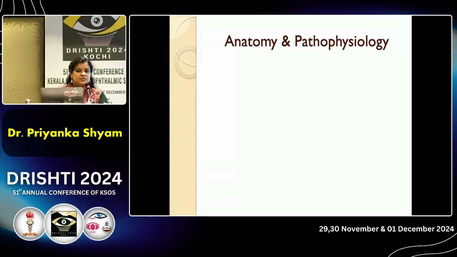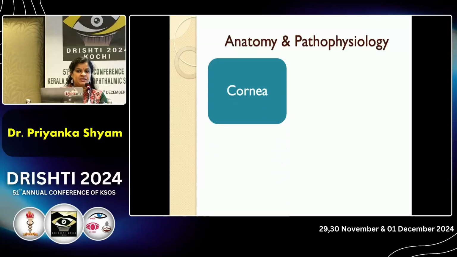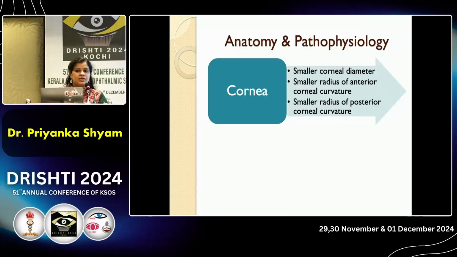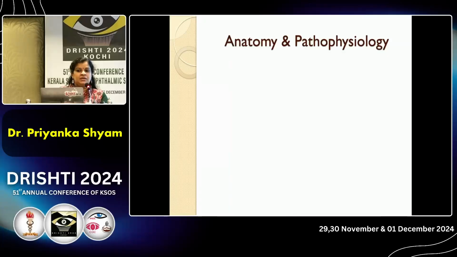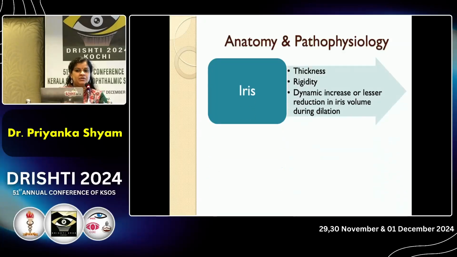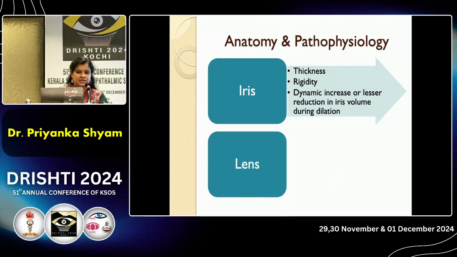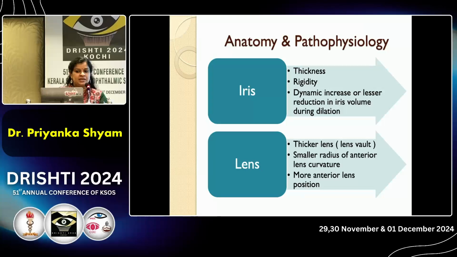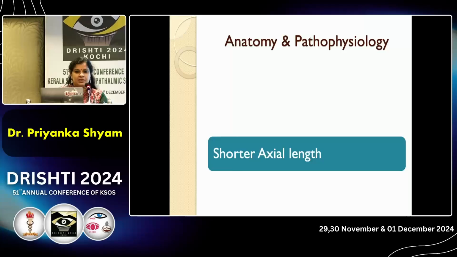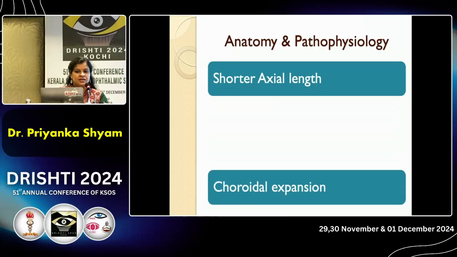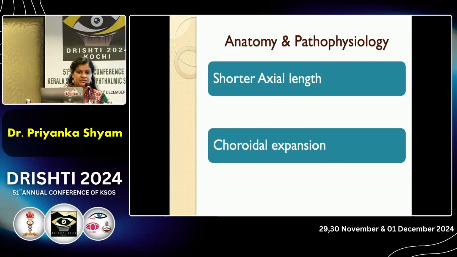Now coming to the pathophysiology according to various anatomical levels. First, at the level of the cornea, it can be due to smaller corneal diameter, smaller radius of anterior and posterior corneal curvature. Coming to the anterior chamber, it can be due to smaller anterior chamber width, area, and volume. Coming to the iris level, it can be due to thickness, rigidity, dynamic increase or lesser reduction in iris volume during dilatation. At the level of the lens, it can be due to thicker lens, smaller radius of anterior lens curvature, and more anterior lens position. Then shorter axial length and choroidal expansion are also other factors.